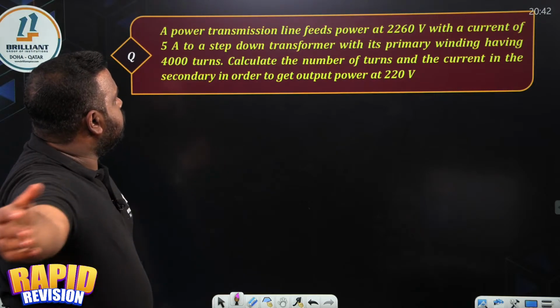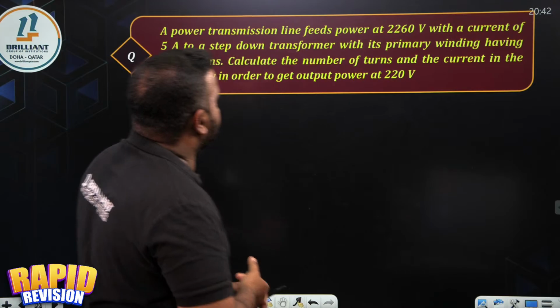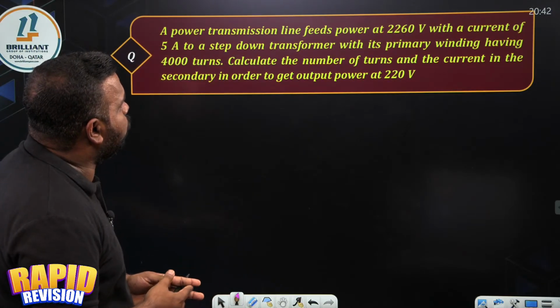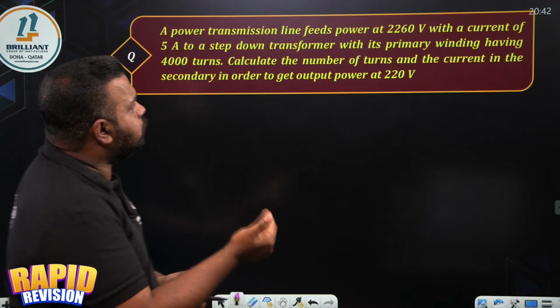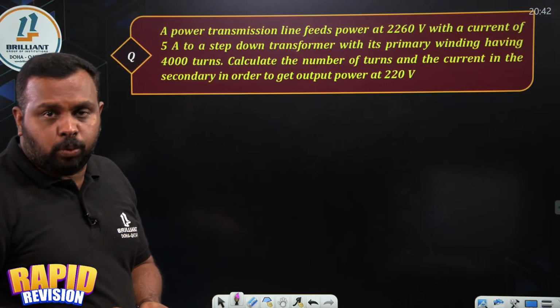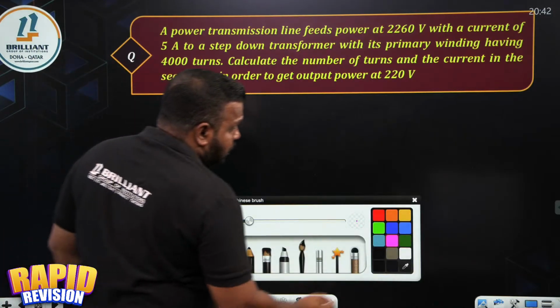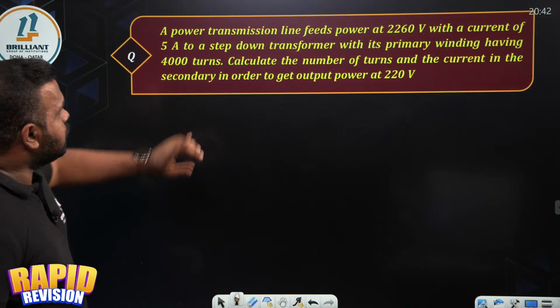Okay, there is a question. Quickly, a power transmission line feeds power at 2260 volt with a current of 5 ampere to a step down transformer with its primary winding having 4000 turns. Calculate the number of turns and the current in the secondary in order to get output power at 220 volt. Easy question only. Don't make silly mistakes. Transformer questions are always easy, if you're not making silly mistakes here.